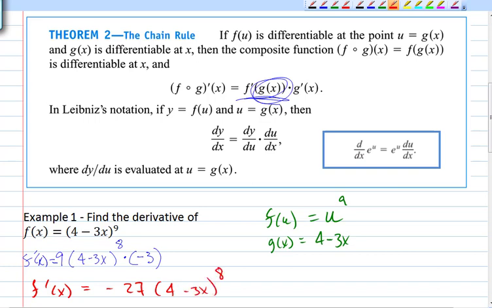So then we simplify this, and we get the derivative is equal to negative 27 times 4 minus 3x to the 8th. So does that make more sense now when I say take the derivative from the outside in? The outside function here is something raised to the 9th. The derivative of something raised to the 9th is 9 times that thing raised to the 8th, and then you multiply by the derivative of that thing, what's on the inside.